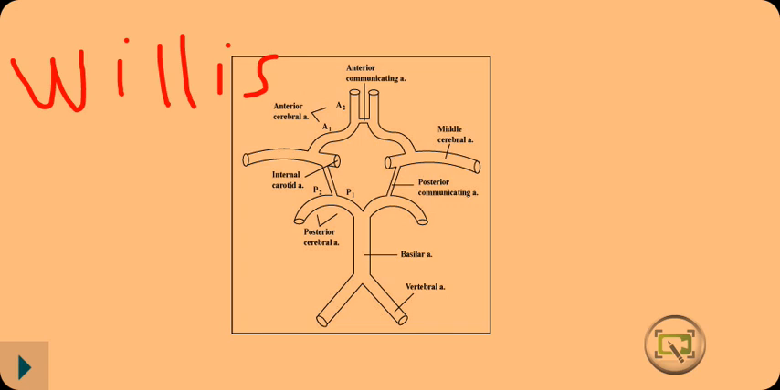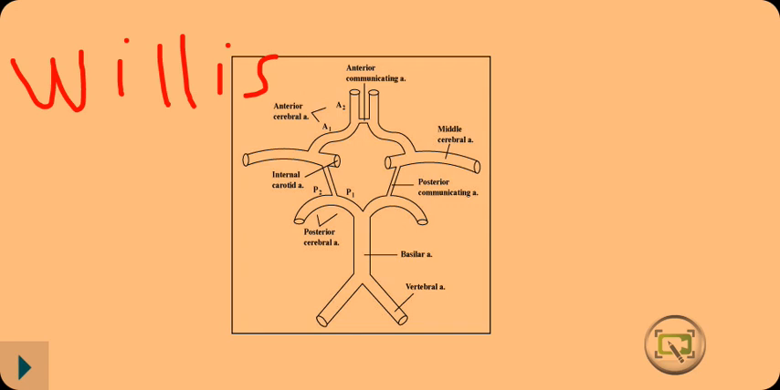So one can ask, what's the circle of Willis? The circle of Willis is actually a joining together of arteries on the bottom of the brain that supply blood to the various parts of the brain. That's basically a simple definition.